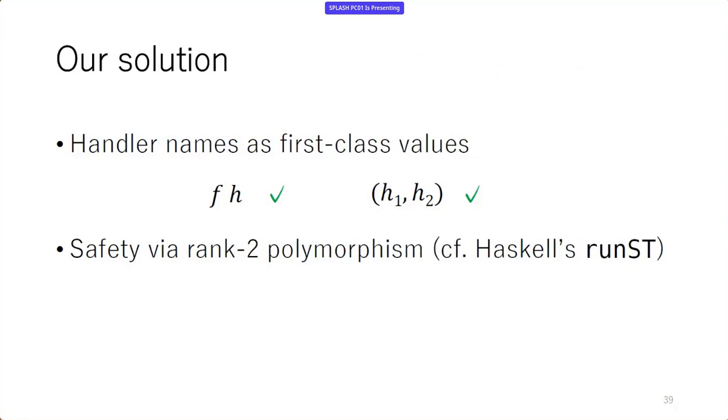Our answer is no. We show that it is possible to make handler names first-class values while maintaining type soundness. And the idea is to give handlers a rank 2 type, similar to Haskell's runST. This approach not only prevents handler names from escaping, but also allows us to seamlessly extend an existing effect handler language without adding any new constructs. Now the question is, how do we incorporate rank 2 types?